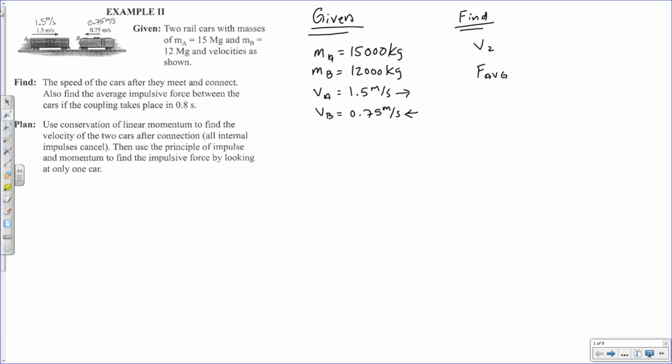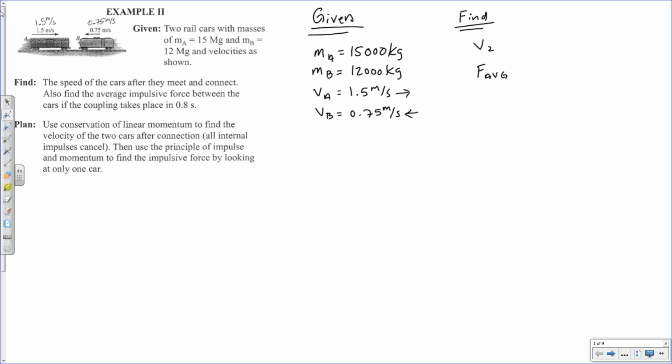So the first trick here is to recognize that we're dealing with a collision of sorts, and for a collision or for an impact, we know that the total momentum is always conserved. This is true whether this is an elastic collision, a plastic collision, or an inelastic collision. We know that the conservation of linear momentum holds for all impacts that we study in this class.